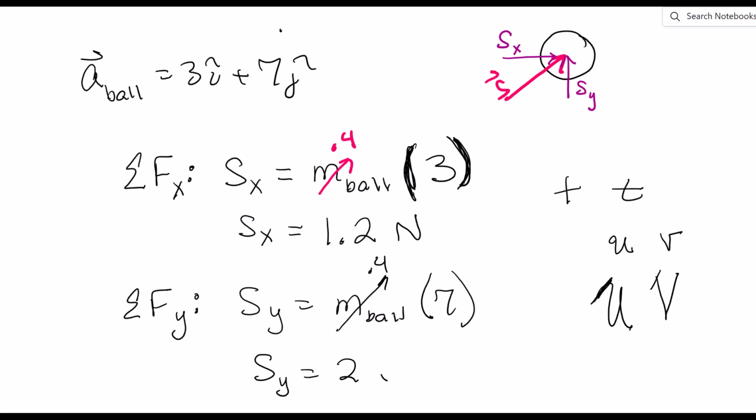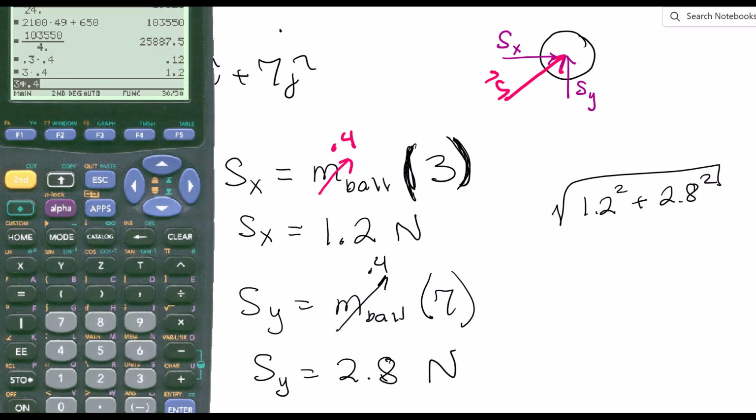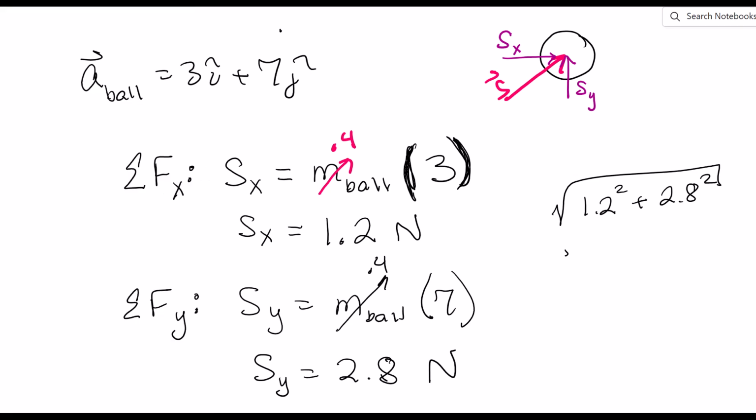S sub y is 2.8 newtons. Okay, so those are the two components. So the magnitude of that force is the square root of the sum of the squares. So the square root of the sum of the squares is the magnitude. And my brain is fully broken now because I'm super embarrassed by the fact that I can't do basic math. Plus 2.8 squared. And that's 3.05. So the magnitude of S is 3.05 newtons.